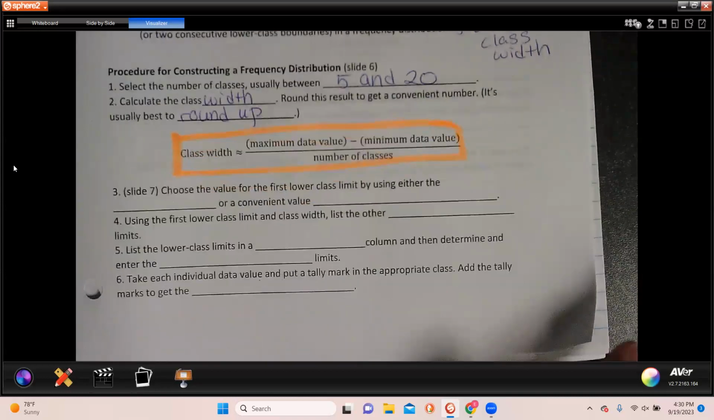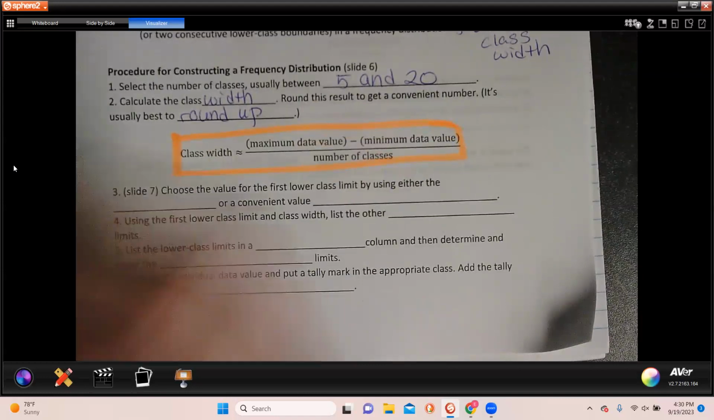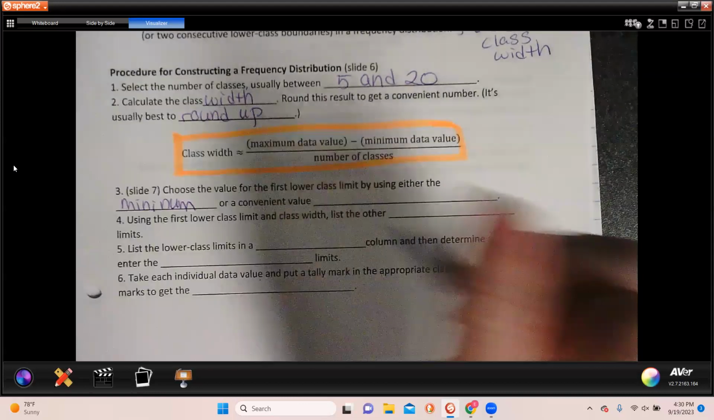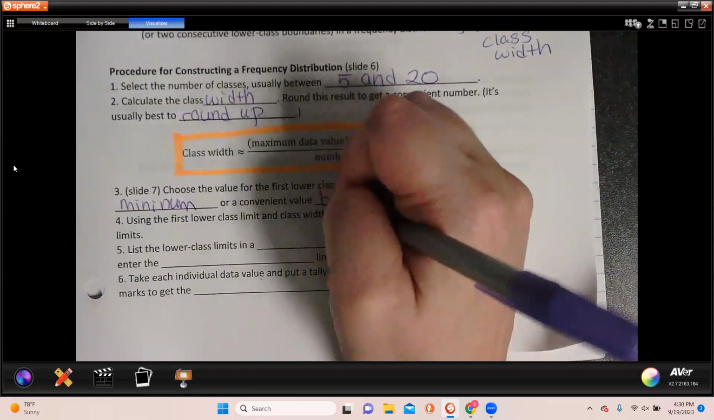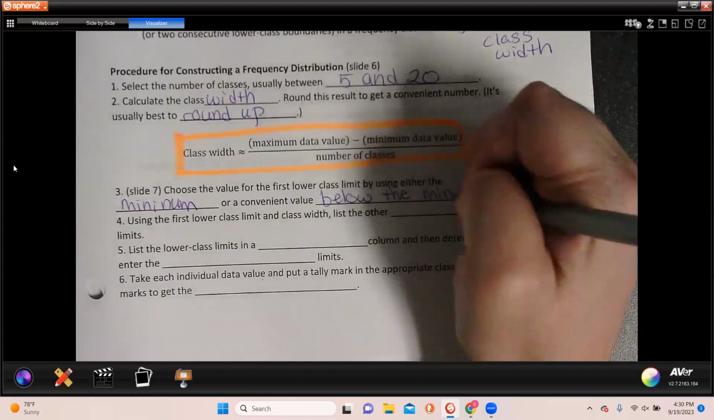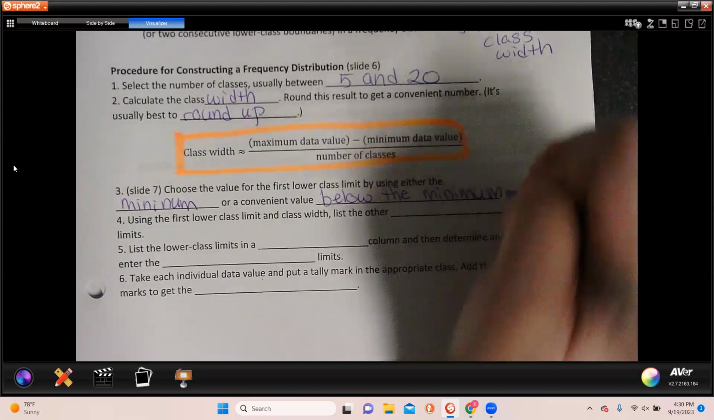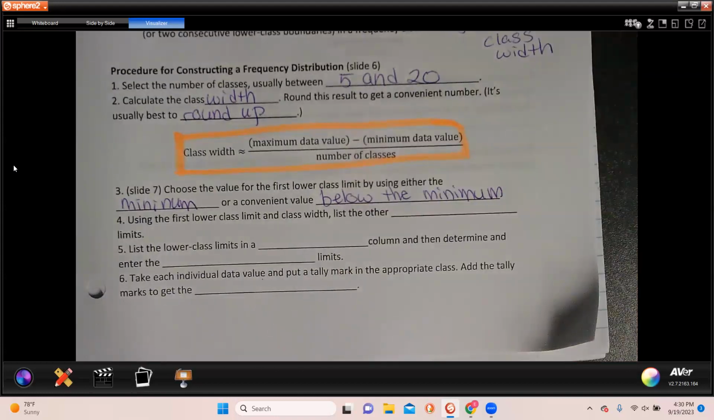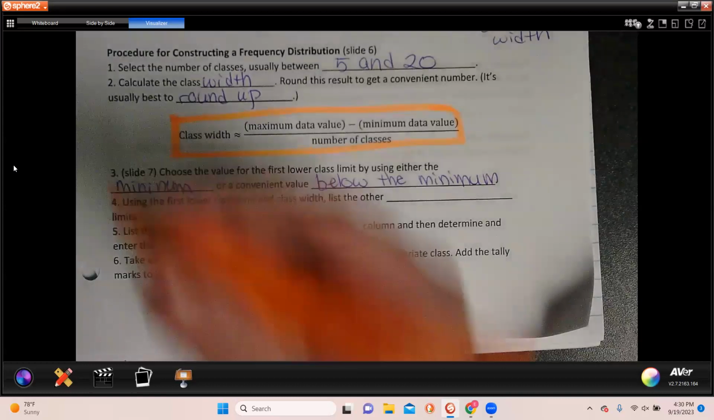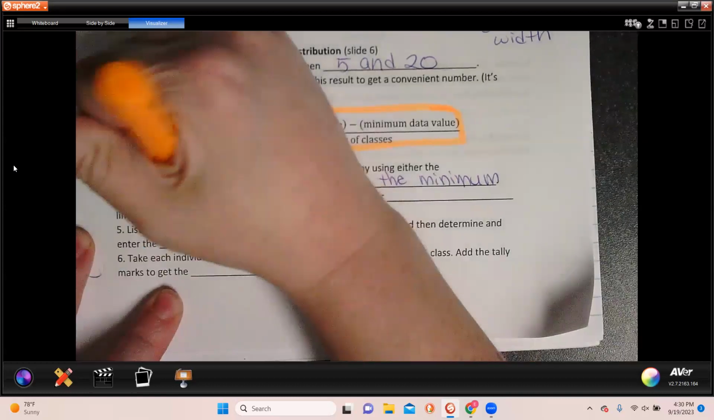All right, we choose the first lower class limit by using either the minimum or a convenient value below the minimum. Like if your minimum is 1, then you may use 0 instead. Or if your minimum is 11, you may use 10 instead, just because it's more convenient. I always recommend just using the minimum. Just stick with the actual minimum to use.